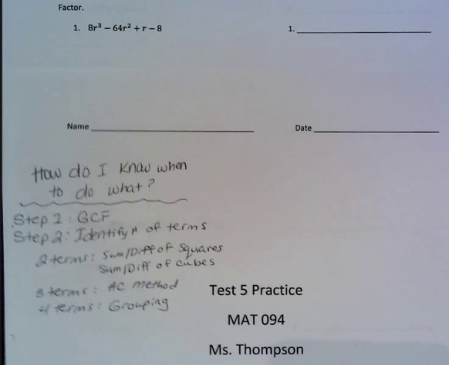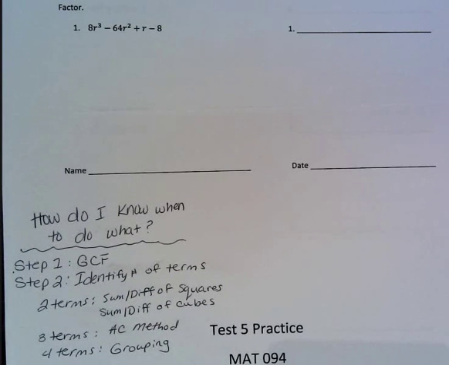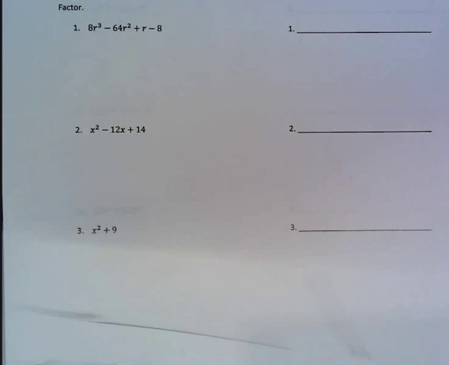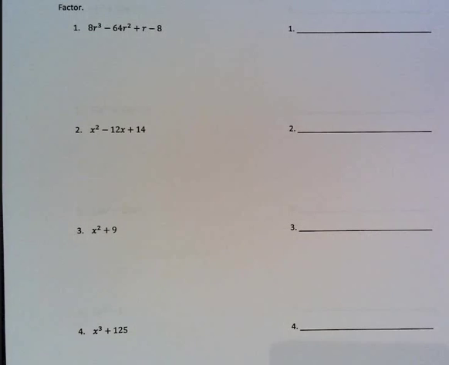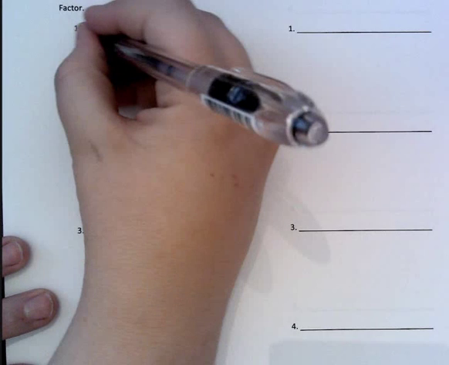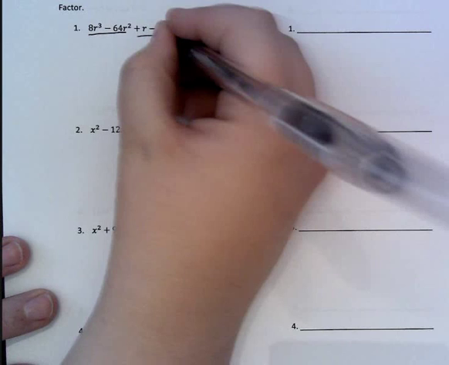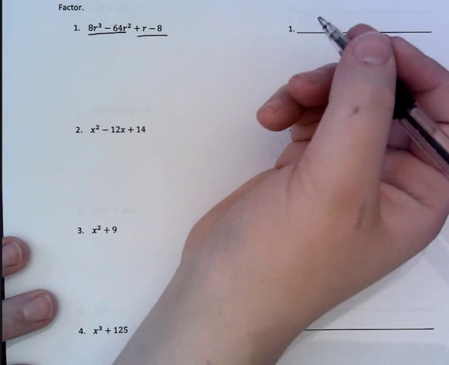So on number 1, I have 8r to the third minus 64r squared plus r minus 8. There are 4 terms here, and in our chart it tells us that 4 terms is grouping. So that's when you take the greatest common factor out 3 different times. So I'm going to take the greatest common factor of these first 2 terms out and the greatest common factor of those second 2 terms out.